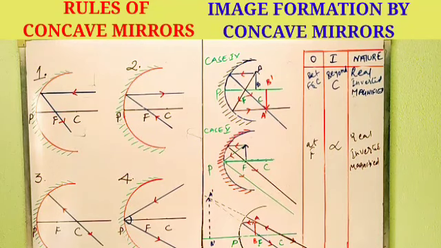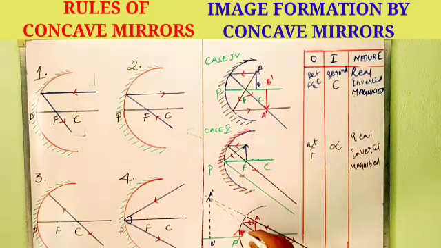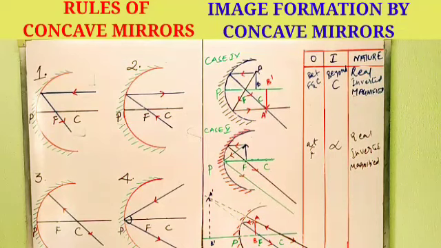And coming to the last case, the object is between P and F. Of course, if you place the object at P, there is no reflection taking place, because this side is the reflecting surface, and you can find the coating is towards this side. So if you keep an object here, there is no reflection.